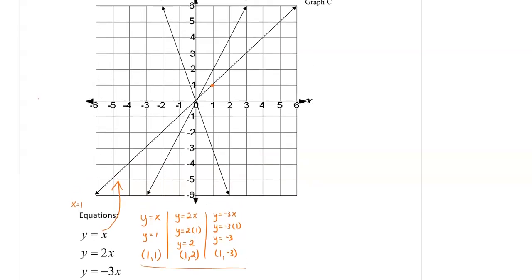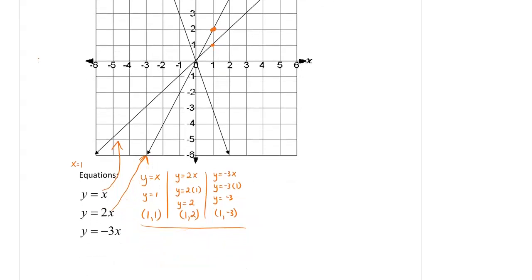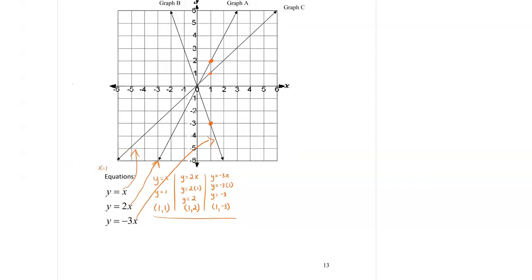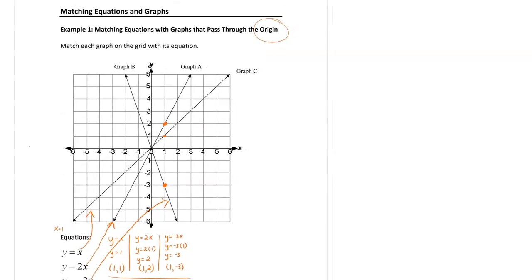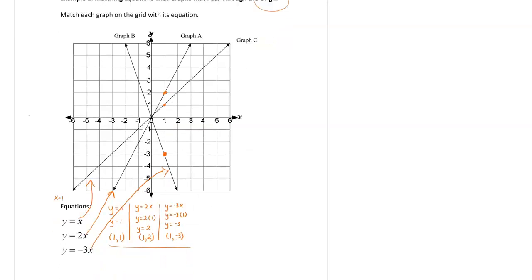Next one, we had 1 and 2. So x is 1 and y is 2. So this spot right here, so that line is going to go with this equation. And our last one, we have 1 and negative 3. So when x is 1, y is negative 3. So that means this line matches up with that equation. So for our first page, we are able to take the equations that all pass through the origin and match them up specifically with their line.